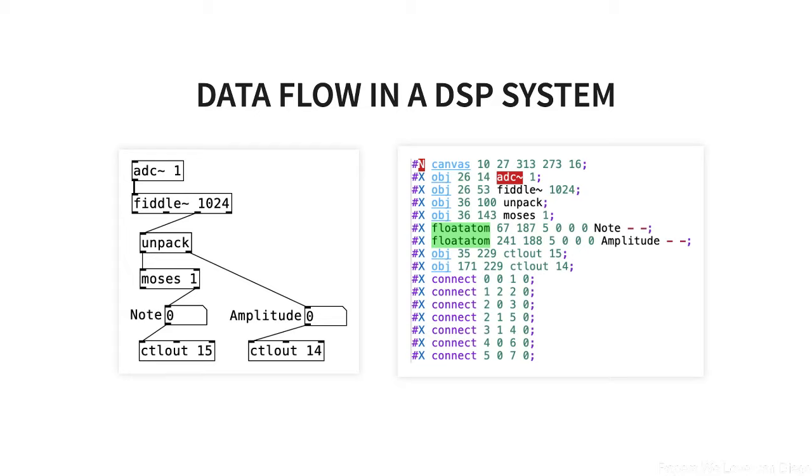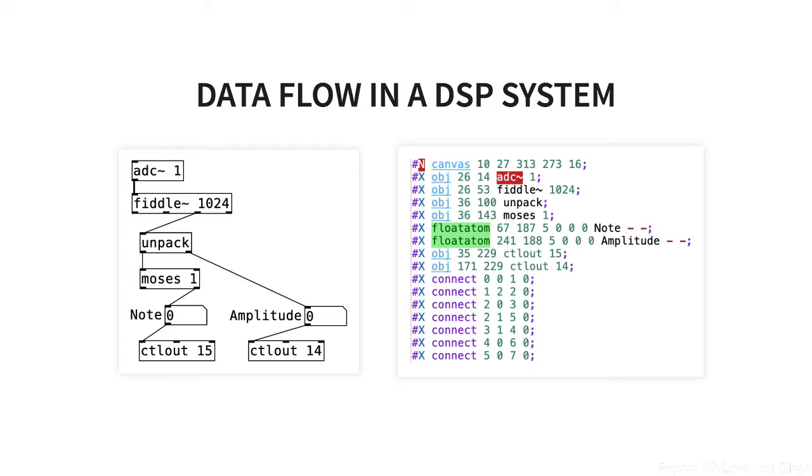We start at the analog to digital converter, which is that ADC at the top. And then it passes data via that first connect arc to the fiddle object there. That's what that connect does. It's connecting from object 0 at the first port to object 1 at the first port. Okay, then what the fiddle object does is it's actually doing all the heavy lifting in this program. It's using FFTs internally that generate raw pitch and amplitude information, converting from the time domain to the frequency domain.